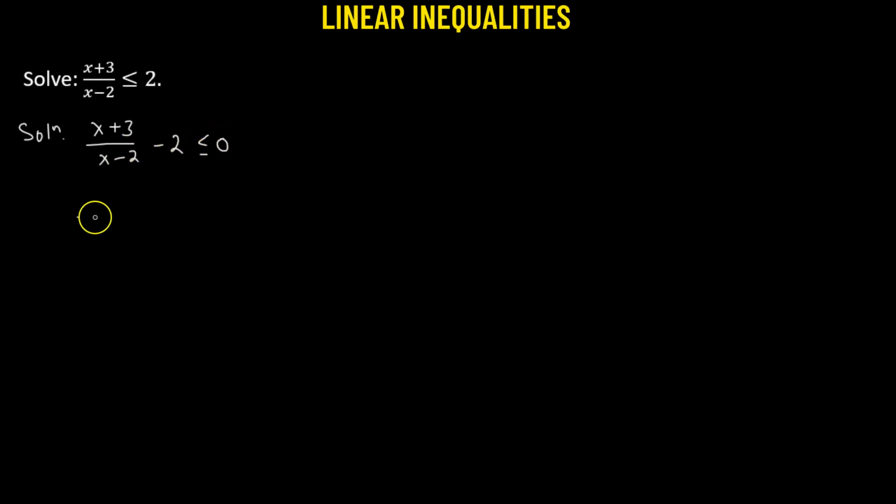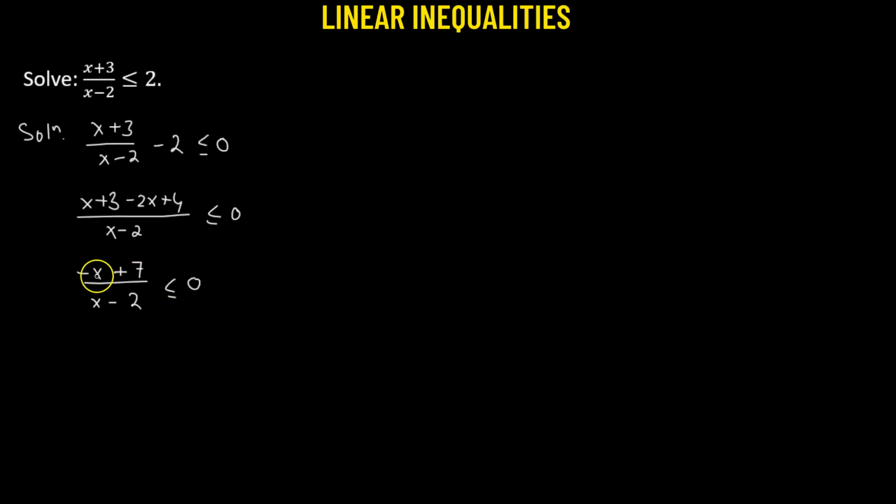We'll combine the two terms. So we'll have x minus 2 in the denominator. In the numerator, we have x plus 3 minus, we'll multiply 2 with x minus 2. So that will be 2x plus 4. So this is less than or equals to 0. We have (-x + 7)/(x - 2) less than or equals to 0.